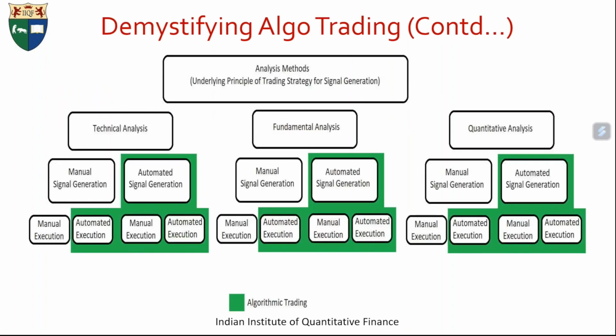Just as a more elaborate example of what kind of things you can do: analysis can be done using any kind of strategies, right? You can use technical analysis, and once you do the analysis, the signal generation can be manual or automated. If it is automated, of course, it will be through algos. Similarly, for fundamental analysis, you can do manual or automated signal generation. For quantitative analysis also, you can do manual and automated signal generation, right? But if you want to automate, then of course you have to learn algo-based trading and use algos, right?